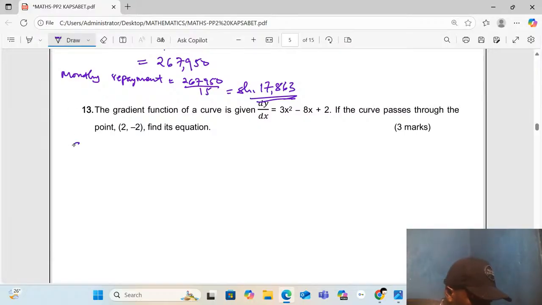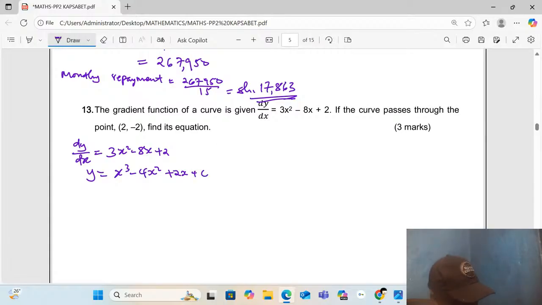We are given dy/dx to be equal to 3x squared minus 8x plus 2. So our value of y will be equal to x cubed minus 4x squared plus 2x plus c.